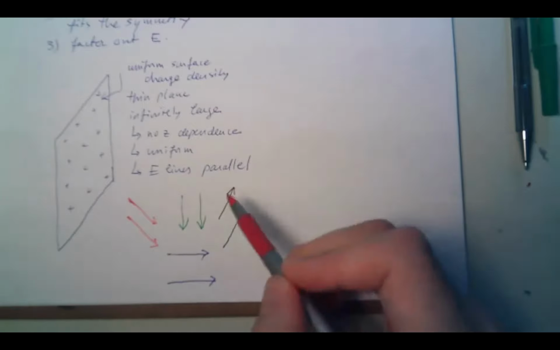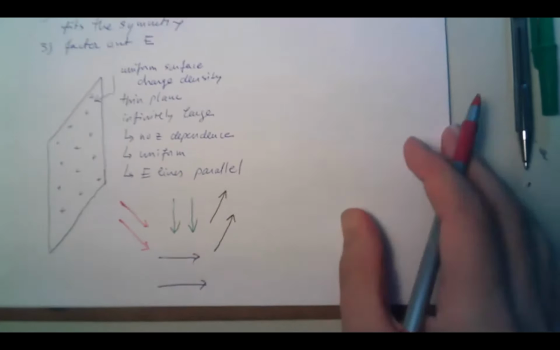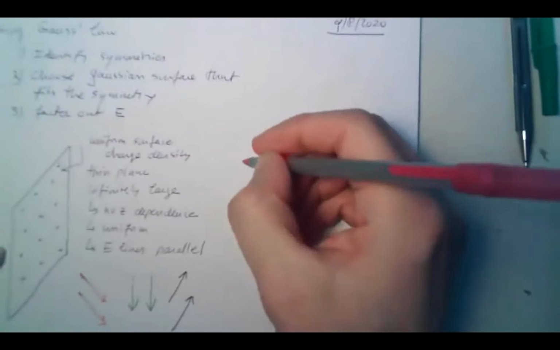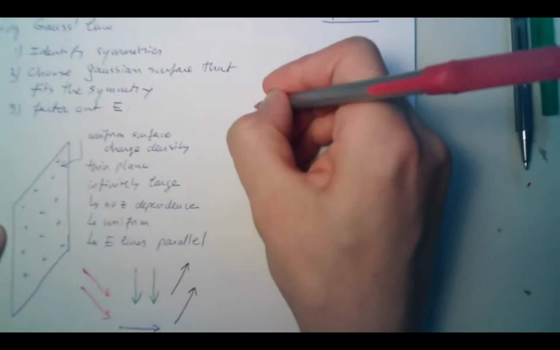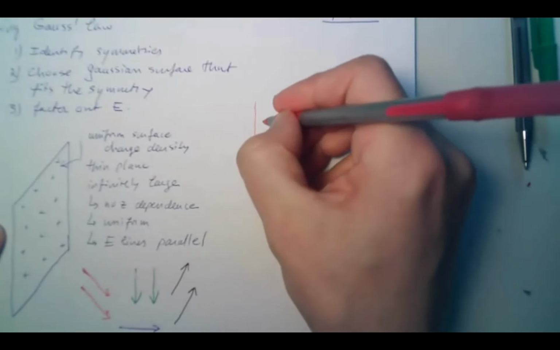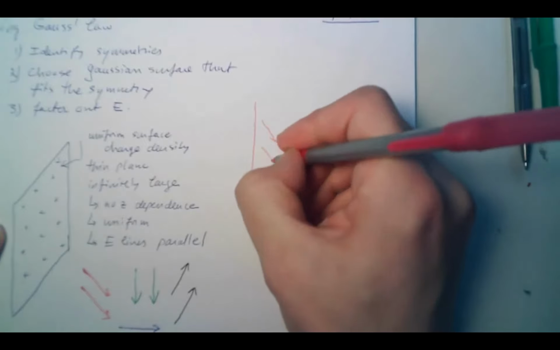So let's say it looks like this. Okay, so now I'm going to draw the electric field as if the red solution is correct. Okay, so let's say field lines do this.